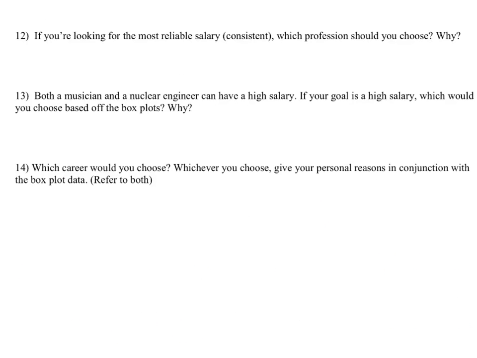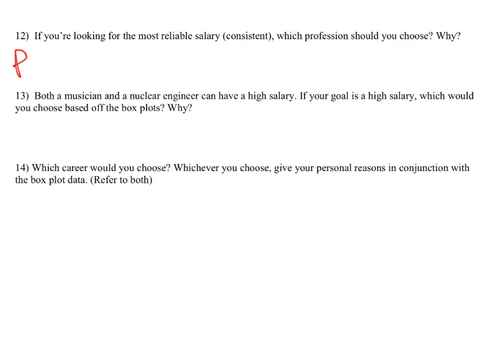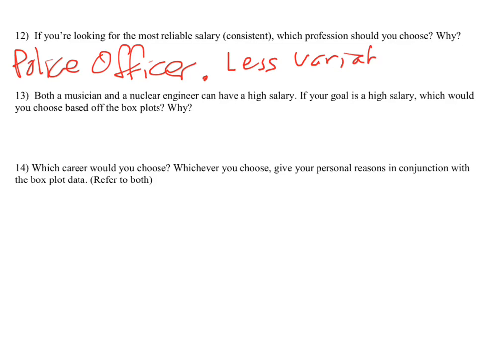Number 12, if you're looking for the most reliable salary consistent, which profession would you choose and why? So we're looking for the one with the least amount of variability, which again would be police officer. Okay, and the reason why is has less variability, and that'd be corresponding with less range and IQR, or interquartile range. And that brings us to 13.